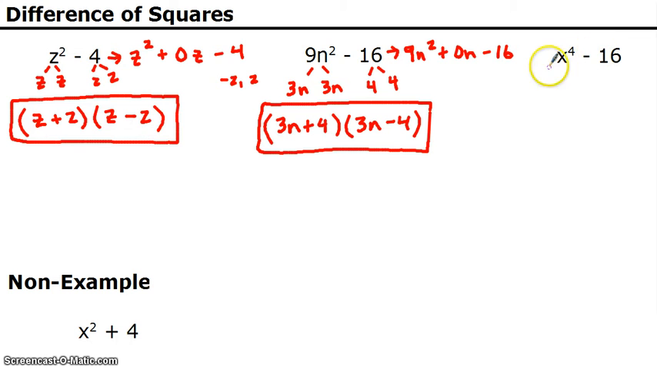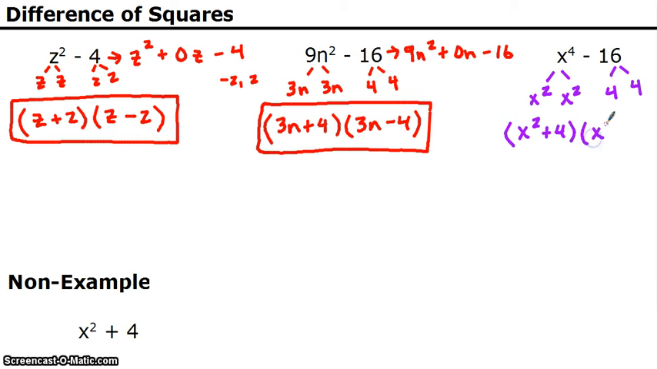All right, this one adds a little extra to it. So we see that these are perfect squares. X to the fourth can be broken into x squared times x squared. 16 is 4 times 4. So that's going to be x squared plus 4 and x squared minus 4.